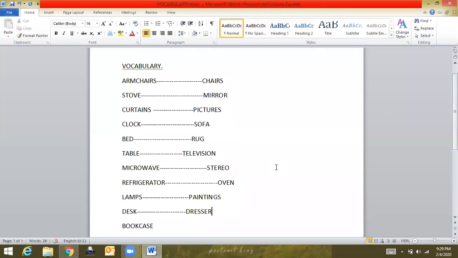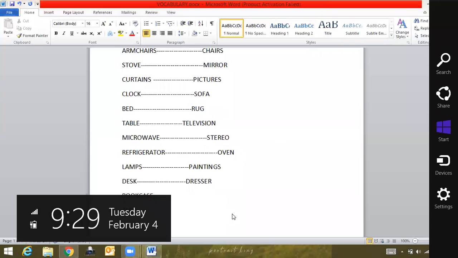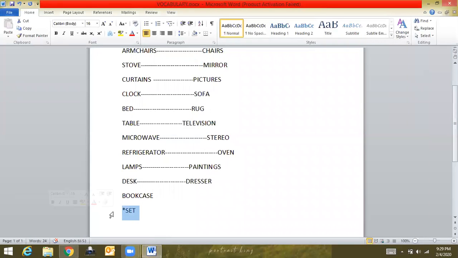Fridge. Very good. Oven. Lamps. Paintings. Desk. Dresser. And bookcase. Bookcase. ¿Qué dijimos acerca de esta palabra set?